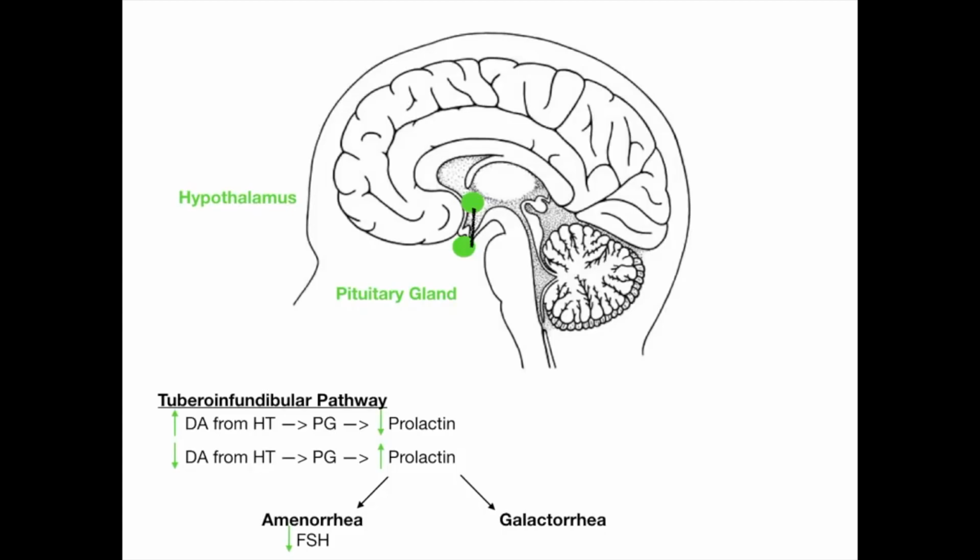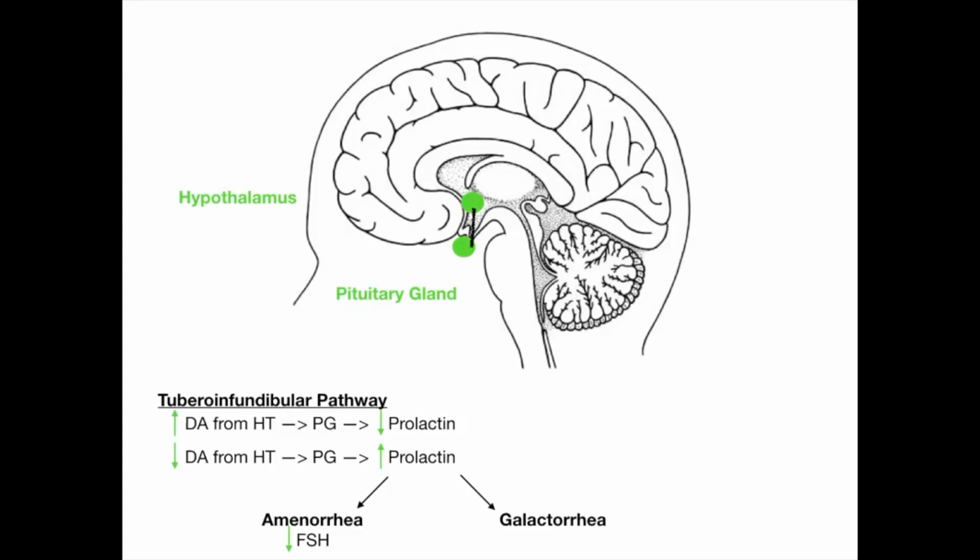Test writers love to ask, what happens if you have decreased levels of dopamine from giving somebody an antipsychotic? How does that affect prolactin? How does that affect FSH? The charts with the up-down arrows, it's such a high yield question, shows up all the time. So be really, really comfortable with this.